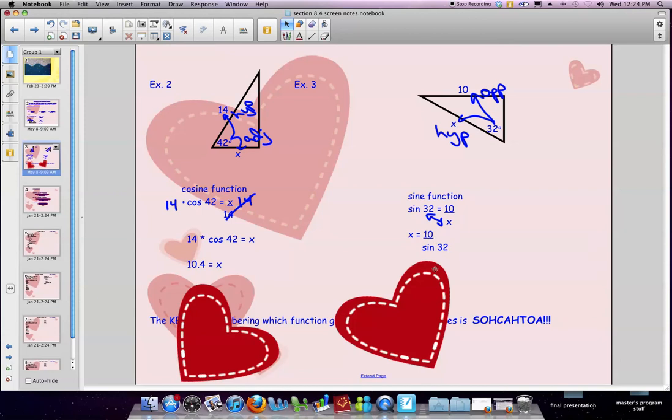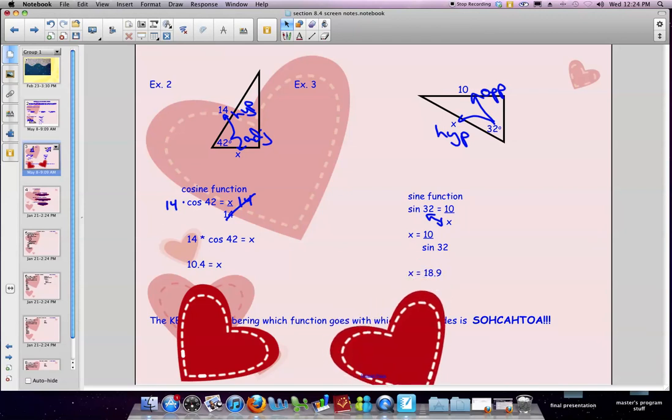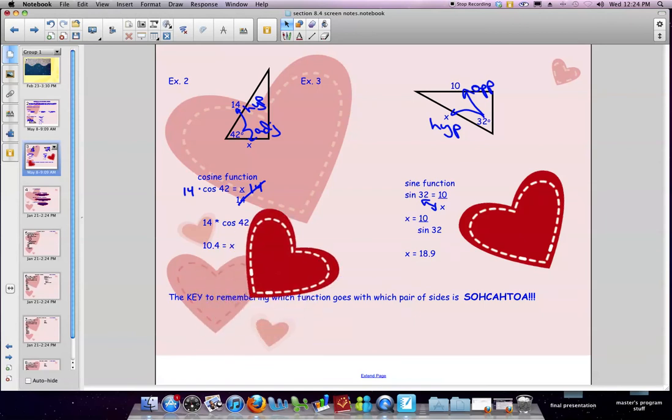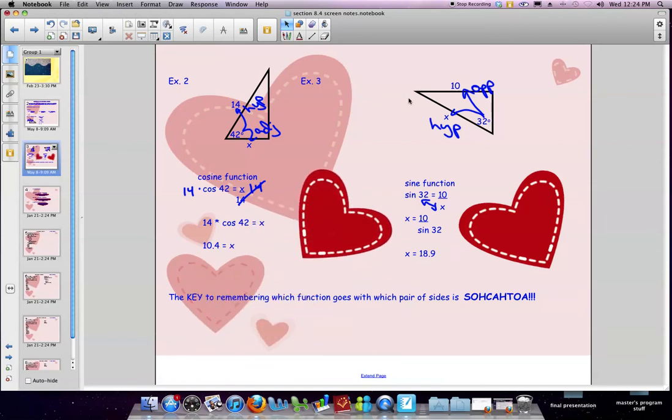I can do that in my calculator, no problem. I take 10 divided by the sine of 32, and I get 18.9. That means that 18.9 would be the length of my hypotenuse in this triangle.